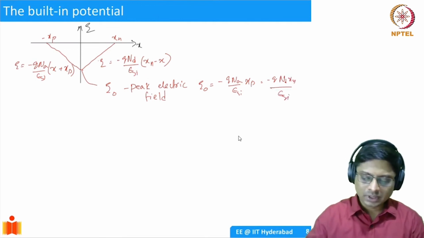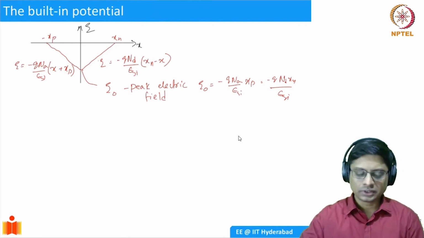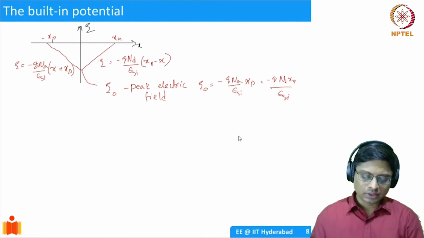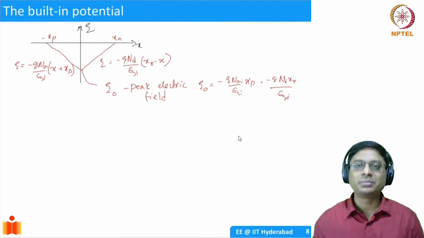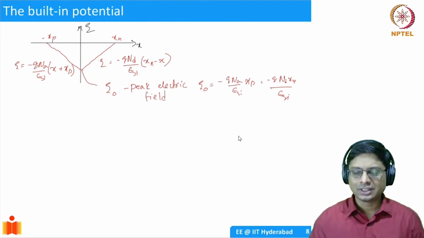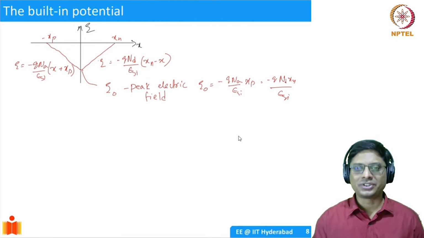Okay. So this is going to be equal, right? We saw that xp into Na equals xn into Nd. So this is going to be equal. All right. So this is your electric field. And from here, we can calculate what is known as built-in potential. Because whenever you have an electric field, if you integrate it, essentially you get the potential.